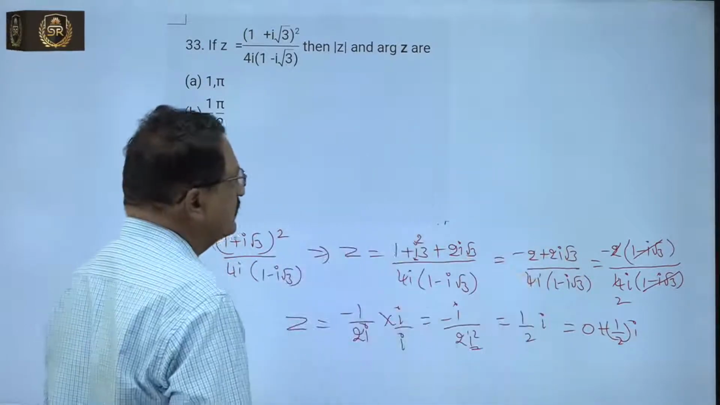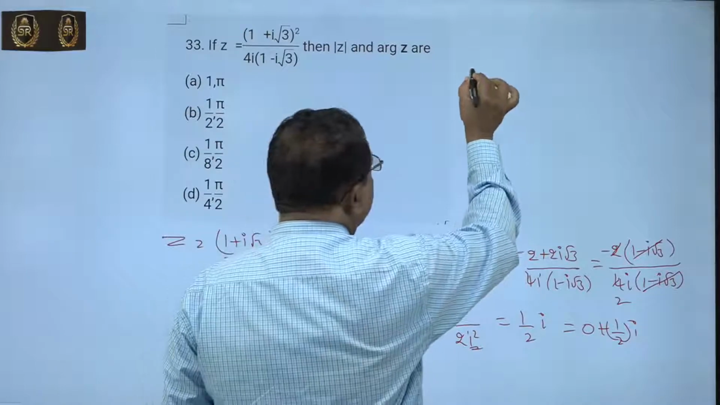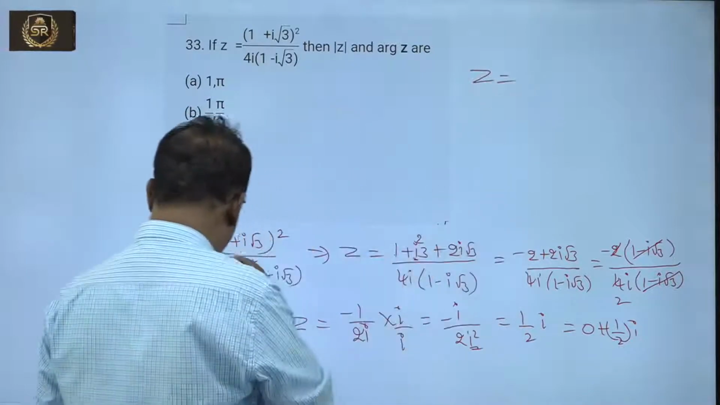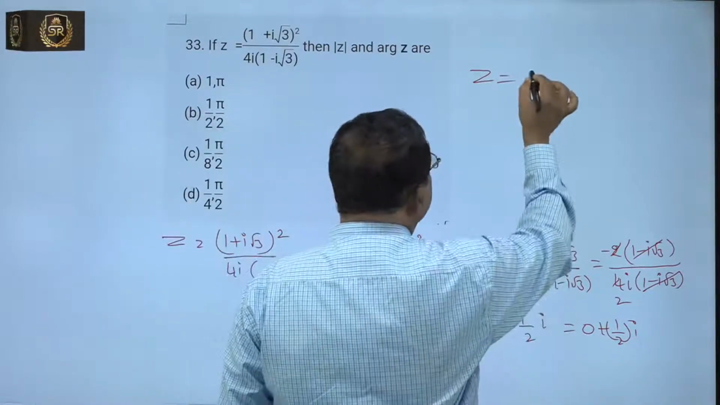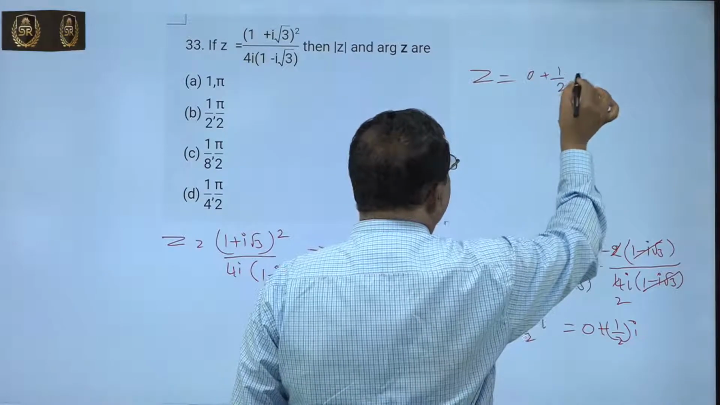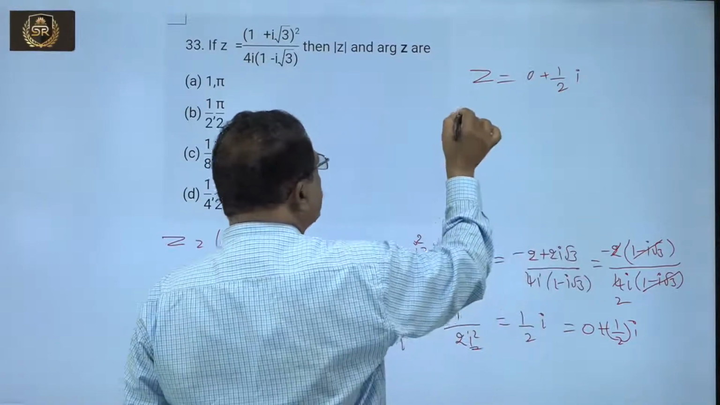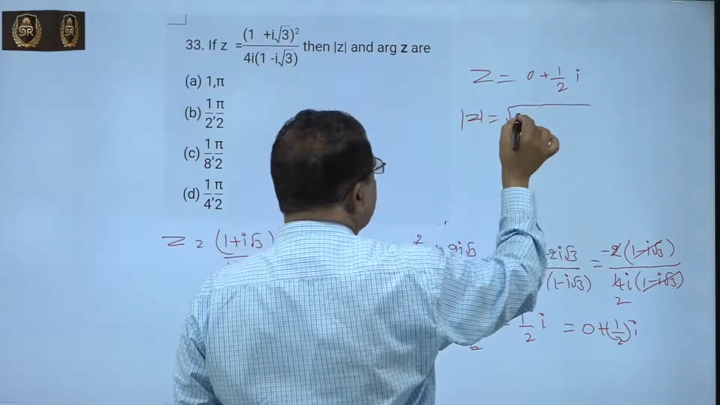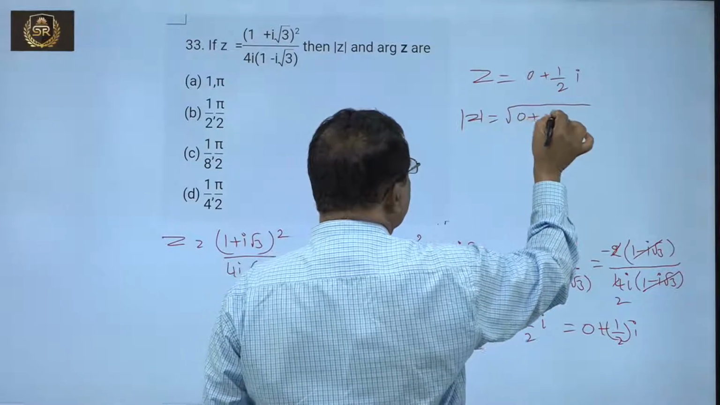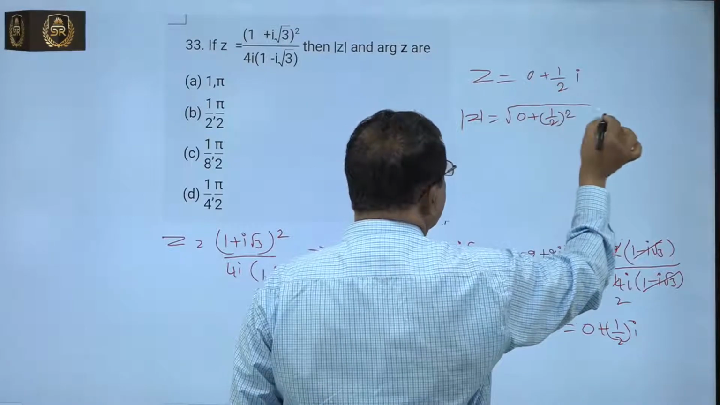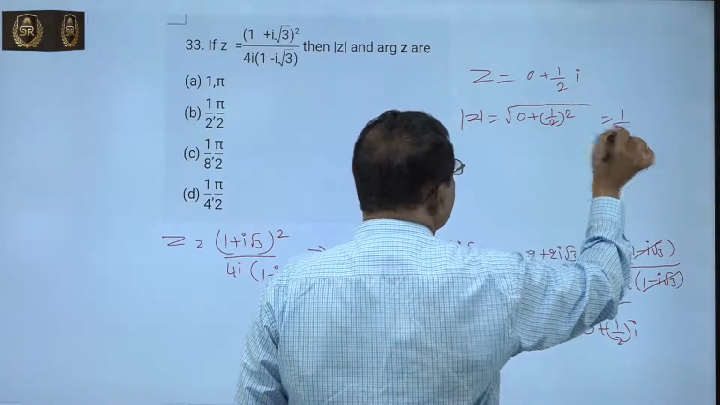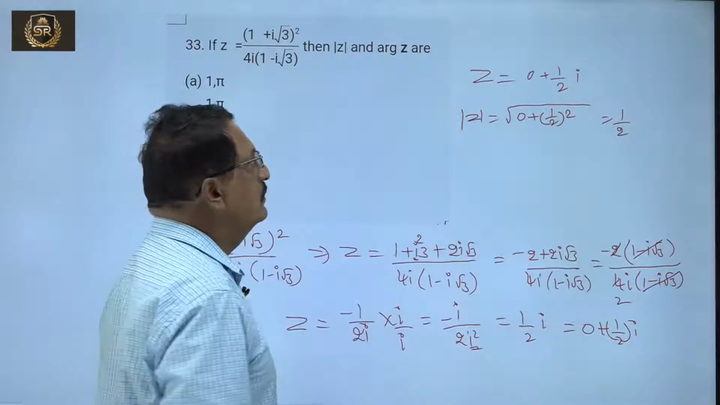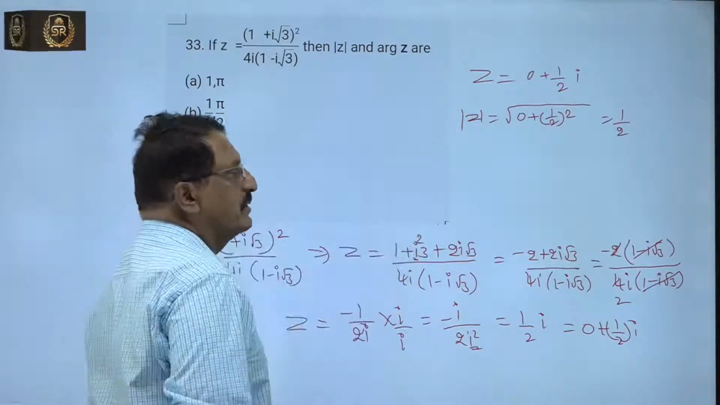Given the complex number z equals 0 + (1/2)i. First, the modulus of z equals the square root of the real part squared plus the imaginary part squared: the square root of 0 + (1/2)², that equals the square root of 1/4, or 1/2. Modulus equals 1/2.